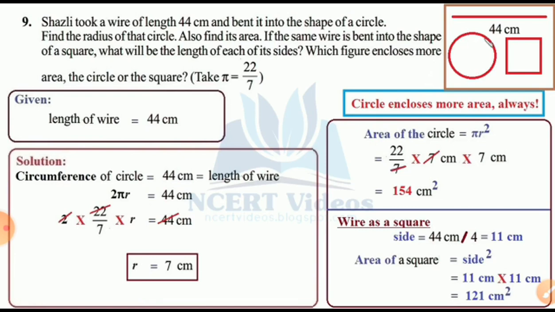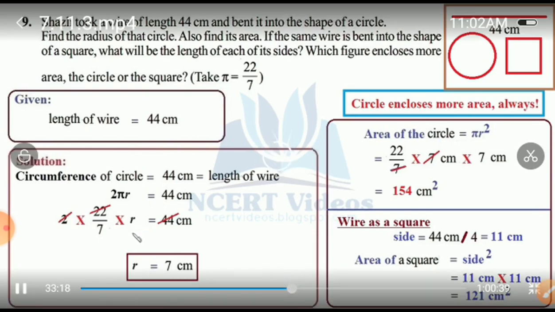Isn't it? Now the wire is bent into a square. So the side is equal to 44 divided by 4, 11 centimeter. And you can say the area of the square is equal to 121 centimeter square. Using the same wire, the square cannot occupy more area. But if you bend it as a circle, it will occupy more area. Isn't it? Because 154 is greater than 121. Yes, my dear student, correct.